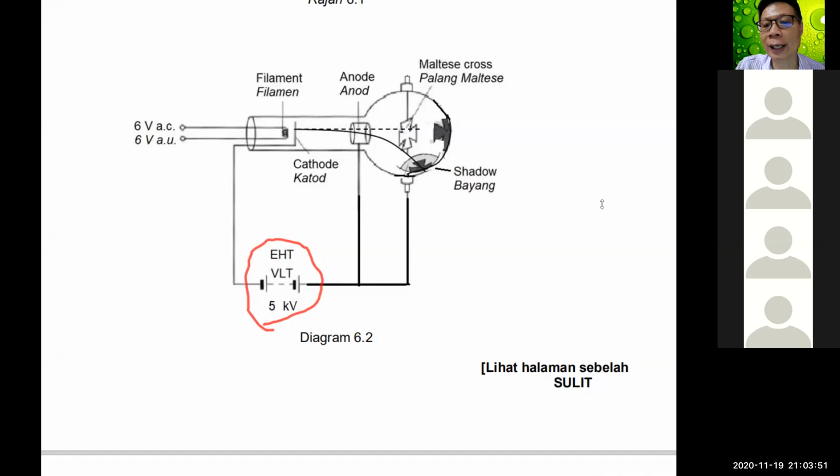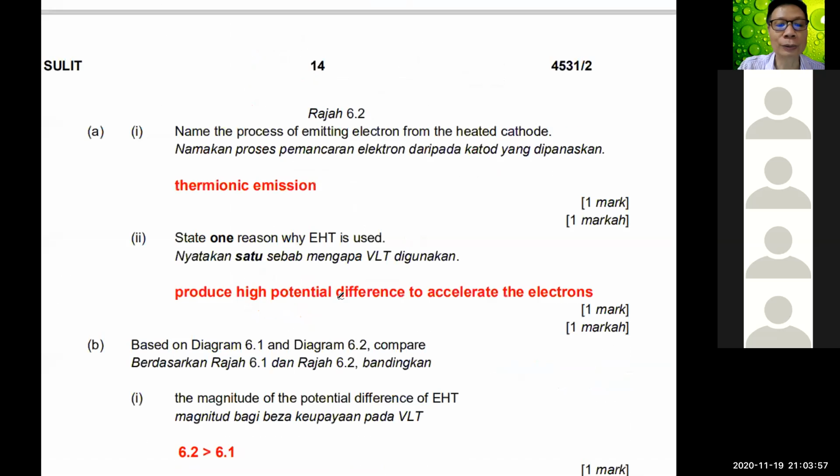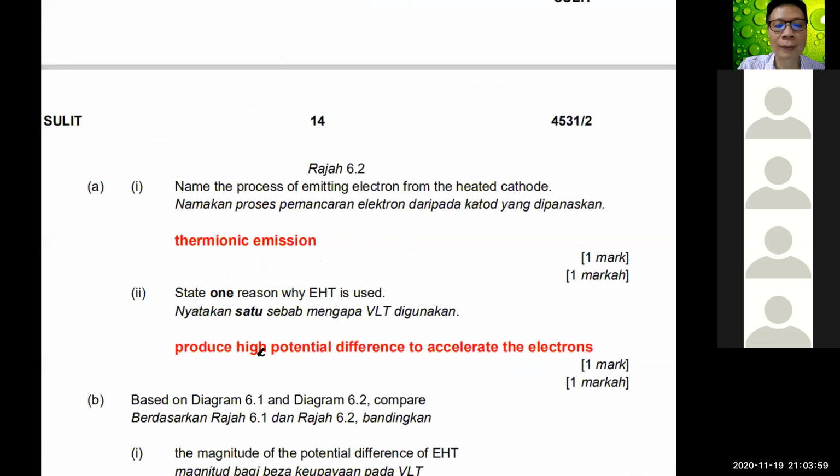To accelerate the electron. Yes, correct. Yuan En, you are correct. So the answer is to produce high potential difference to accelerate the electron. Okay, move on.